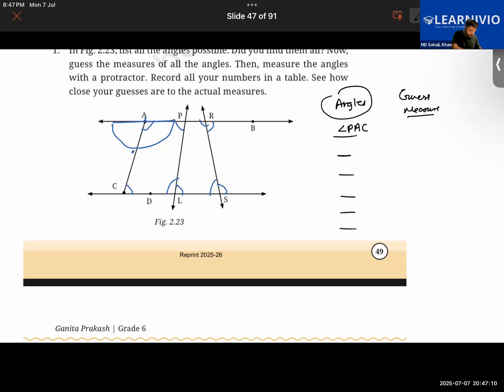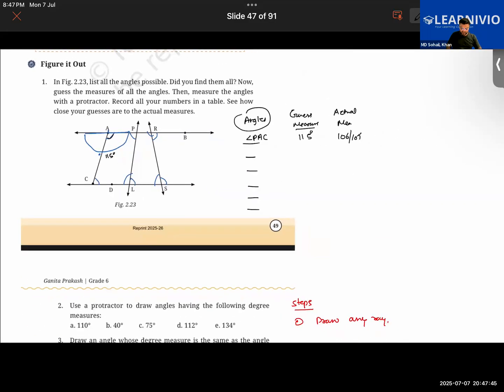1 minute. So it will be around 115 or 120. We can make a guess. Next, you will write down the actual measurement here. Like, what is the actual measurement? And then you will see whether your guess was true or not, like how close it is to the actual measurement. Same thing you have to do for every angle here. So this will be, let's say, 115 roughly. Then you have to take the actual measurement. So that, let's say, will be around 106 or 107, like that. So the same thing you have to do for all the angles.